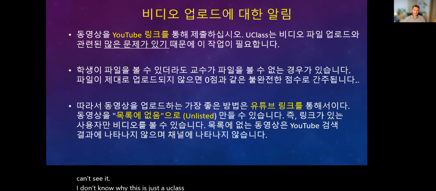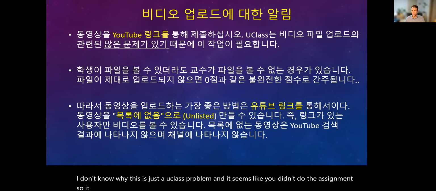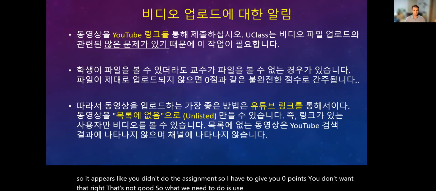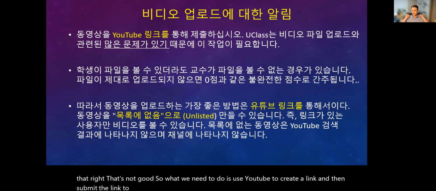And it seems like you didn't do the assignment. So it appears like you didn't do the assignment. So I have to give you 0 points. We don't want that, right? That's not good. So what we need to do is use YouTube to create a link and then submit the link to UClass, which works perfectly most of the time.